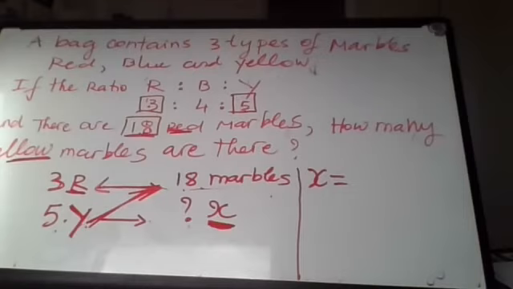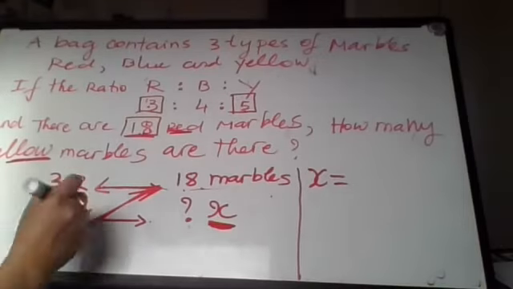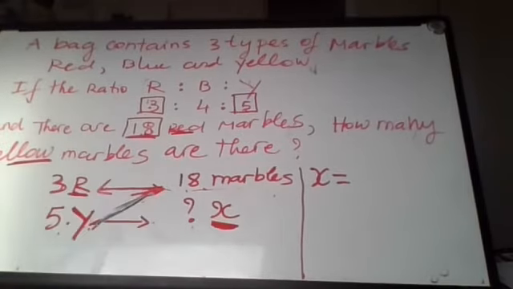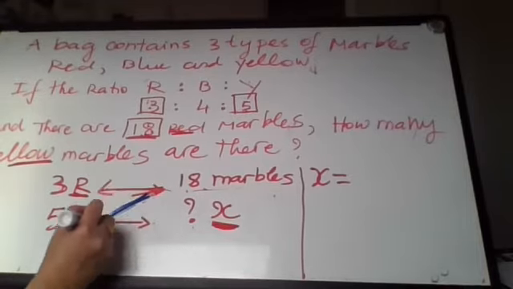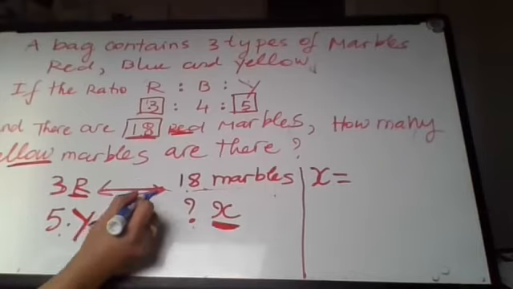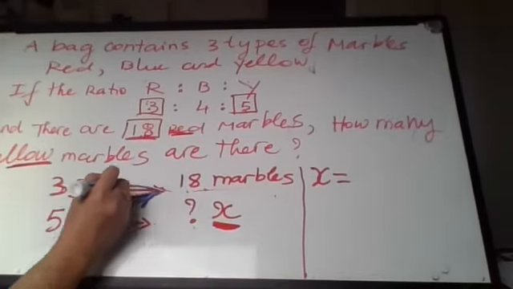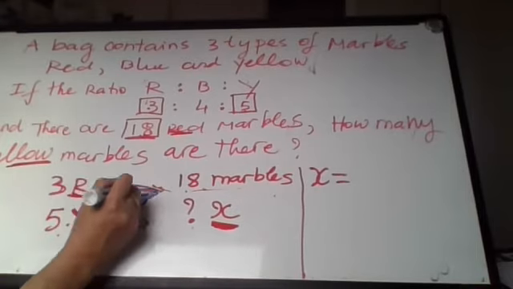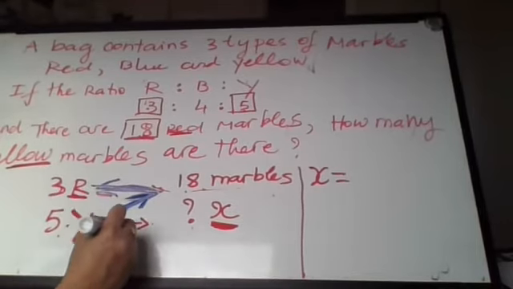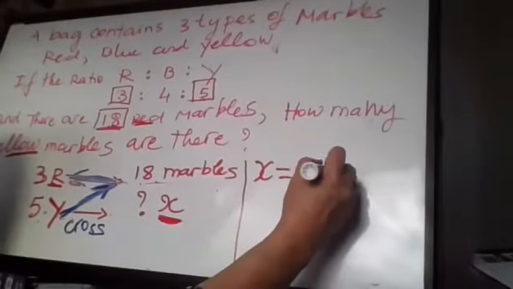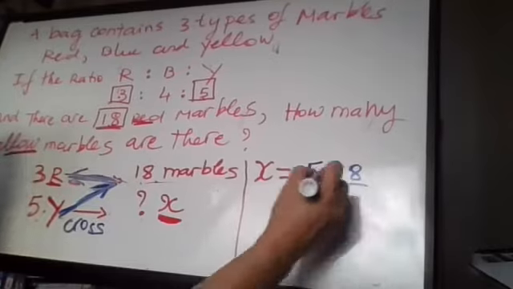I'm going to put in another color so you can see. So we do cross multiply, the black color here, or the blue color here, cross multiply, right? Look at the arrow, cross multiply, this time that, divide by this. Cross multiply, divide. So x will be equal to 5 times 18 divided by 3.